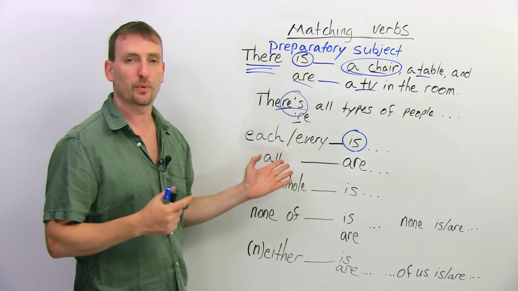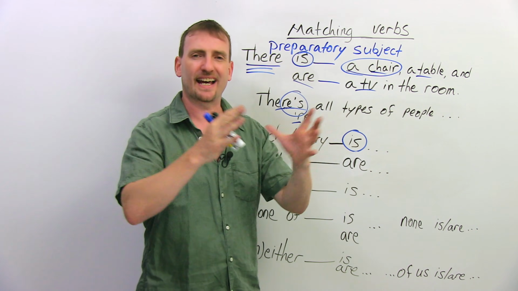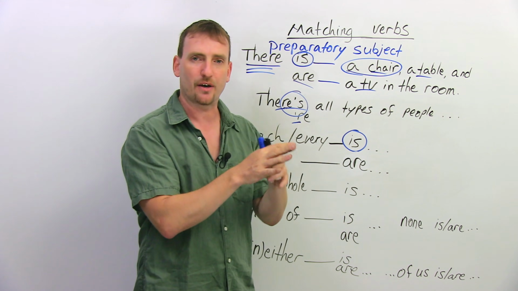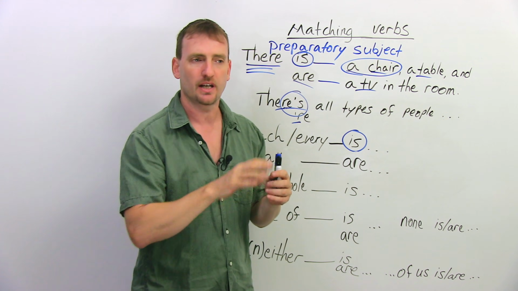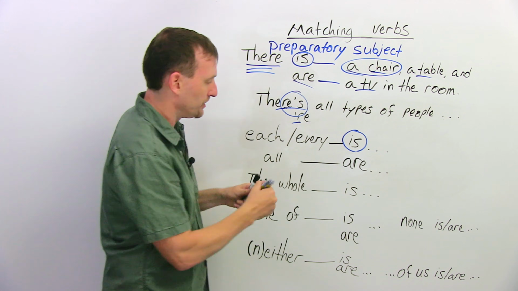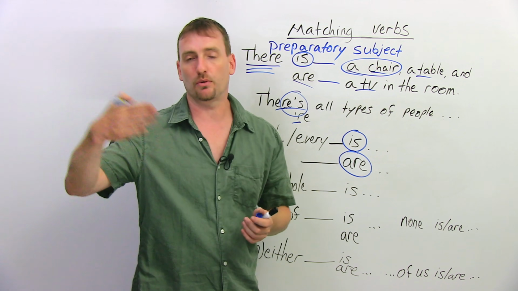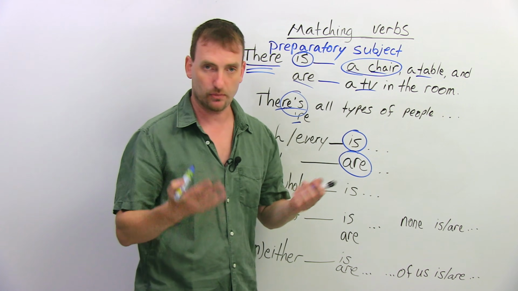On the other hand, when we look at all, we're still looking at all the individuals, but we're looking at them as a collection. So now there's not one person individually, there are many people in the group, and we're looking at all of them, and so we're using the plural verb, are. All the people are welcome to join the conversation, okay?